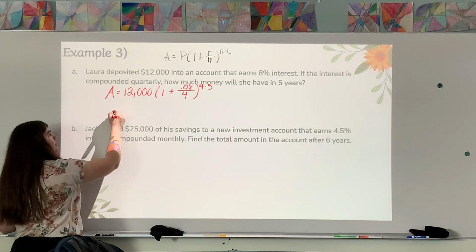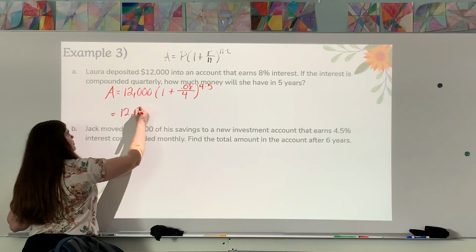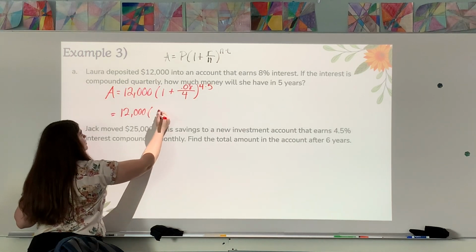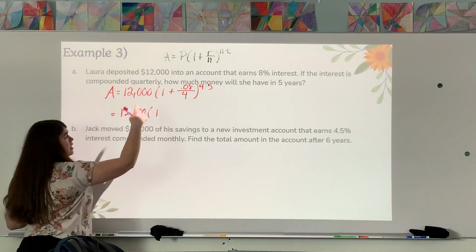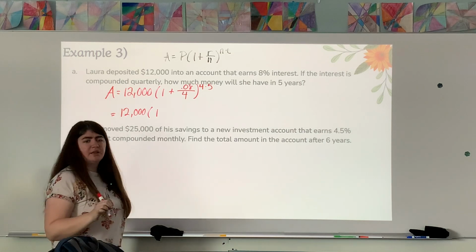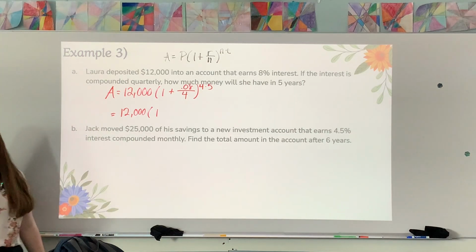So if we simplify this, that means we have 12,000 times 1 plus 0.08 divided by 4. What's 0.08 divided by 4?